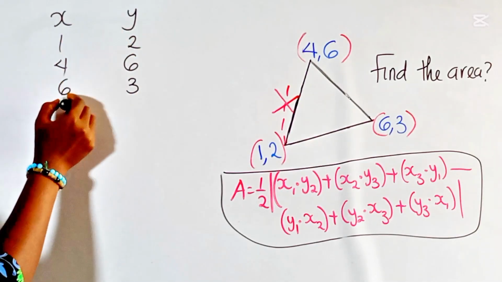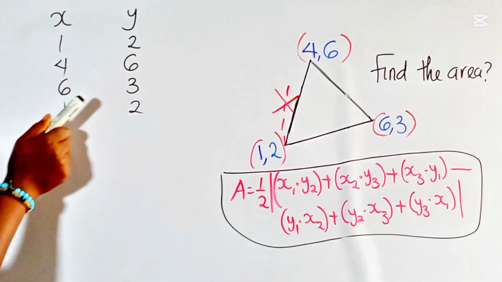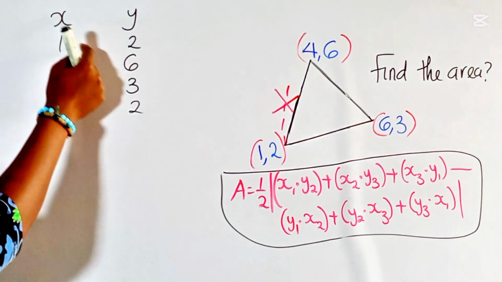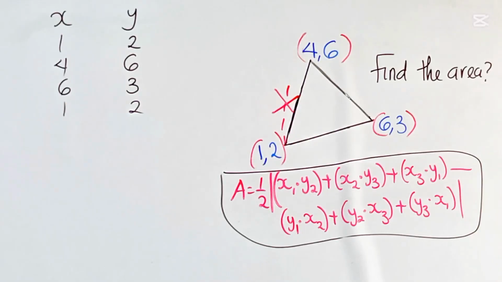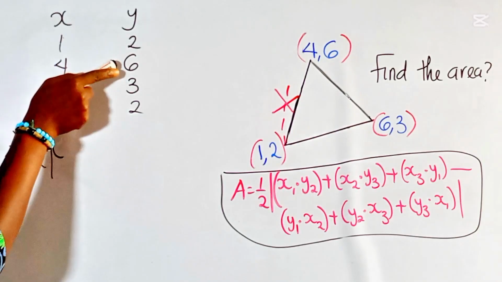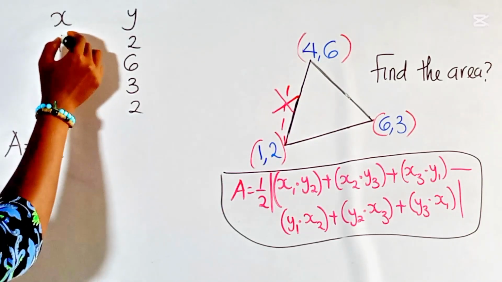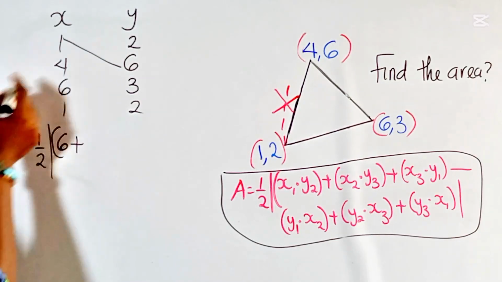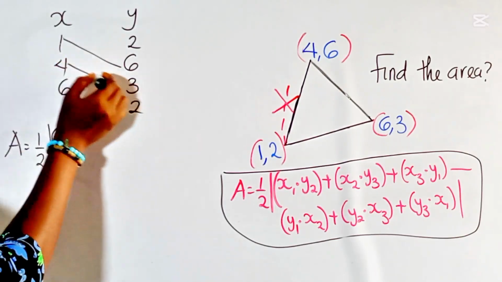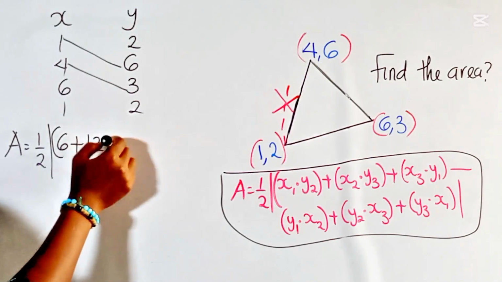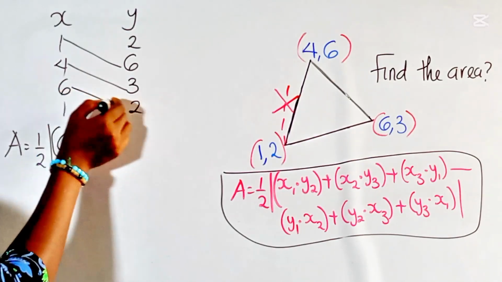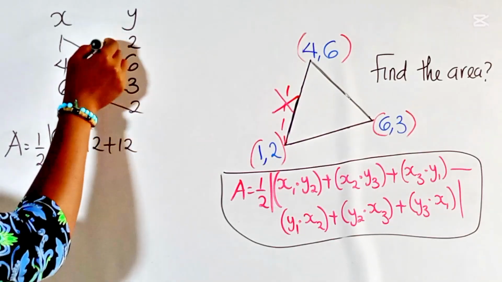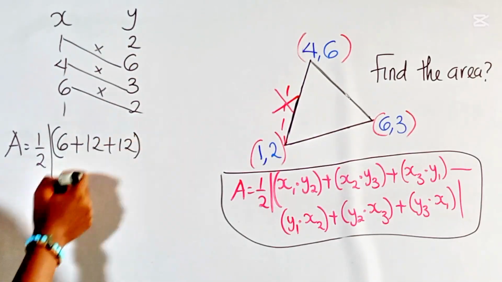So we're going to have 1 and 2. Watch this. This is where it sticks. So we're going to be drawing our lines diagonally and multiplying. x1 we multiply y2. So 1 times 6 will give us 6. Then we have plus. x2 we multiply y3 to give us 12. x3 will multiply y1 to give us 12, right? We are all multiplying. Then we close the bracket.